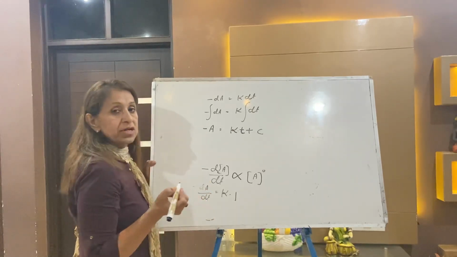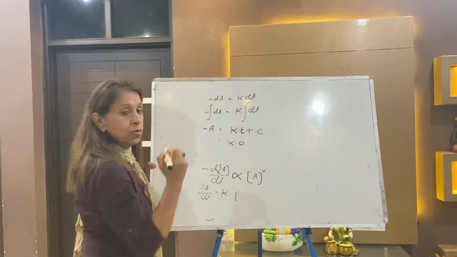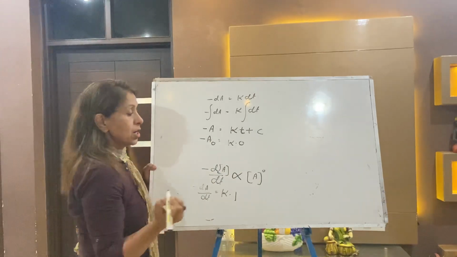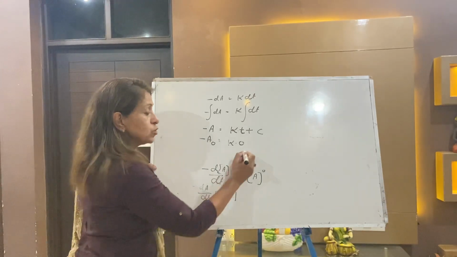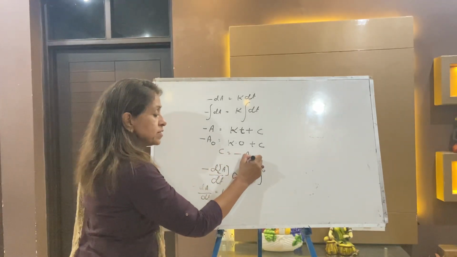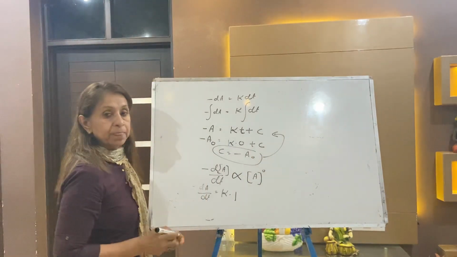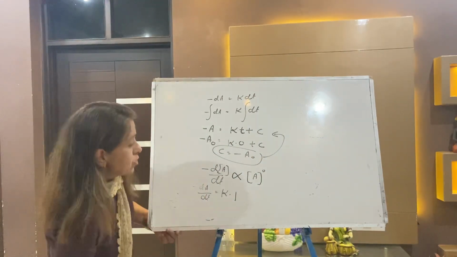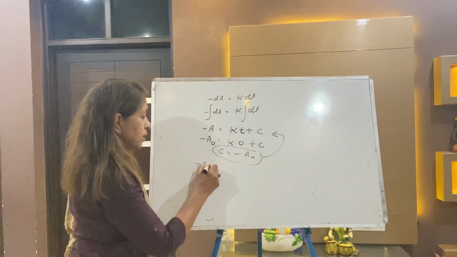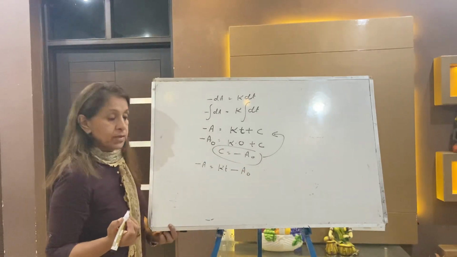Now what is c? When the time is 0, the concentration was A naught. Minus A naught is equal to k into 0 plus c. That means c is equal to minus A naught. Put it here. Now what's the next step? The next step is minus A is equal to kt minus A naught.